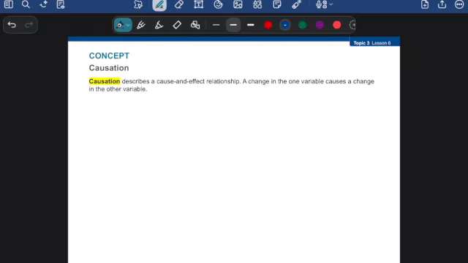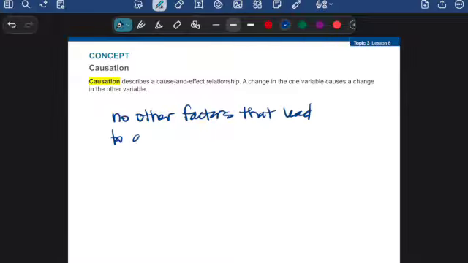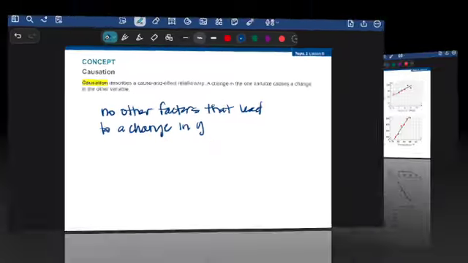One more definition and term to go over is causation. Causation describes a cause and effect relationship between two variables. If one variable changes, that directly causes the change in the other variable. So if x changes, that makes y change, and it's the only thing that makes y change. So for causation, there are no other factors that lead to the change in y. Okay, so that's important. Causation, there is nothing else influencing the change in y values.